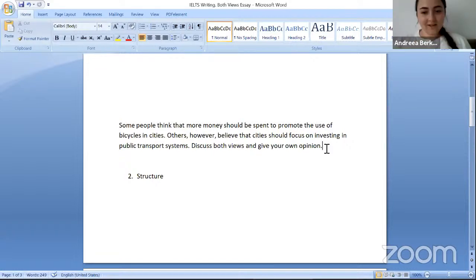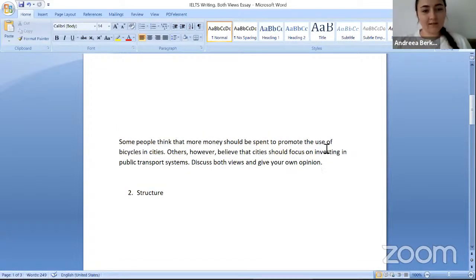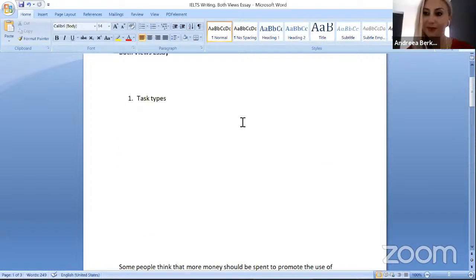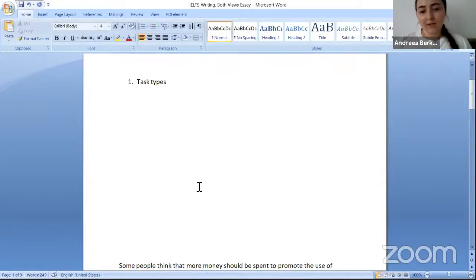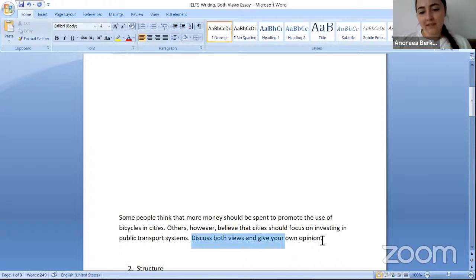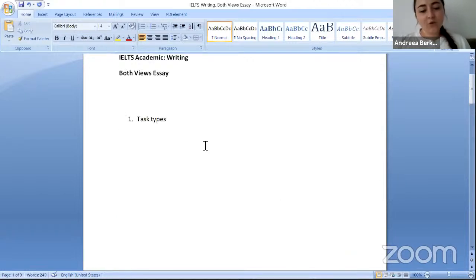Thank you. Before we discuss the topic itself, I will start with the task types, how these tasks usually sound, because it's not always so clear. They don't always say discuss both views and give your opinion. This is of course one of them. When you get a topic and at the end it says discuss both views, it's clearly a both views essay. But there are other types of tasks as well.